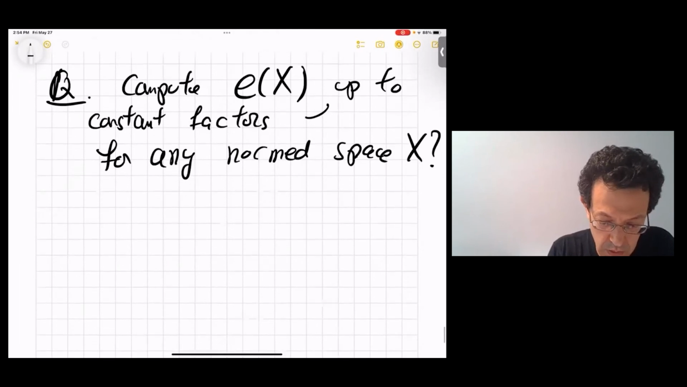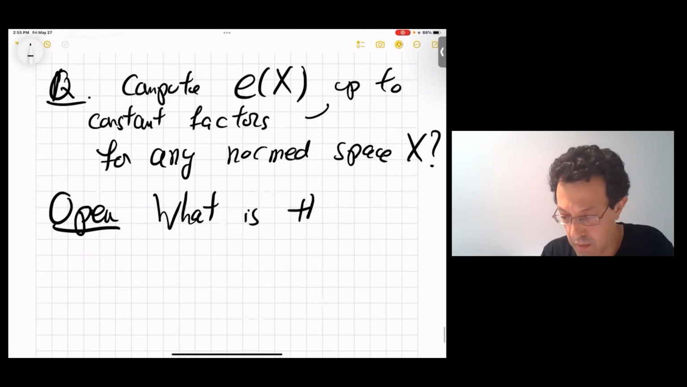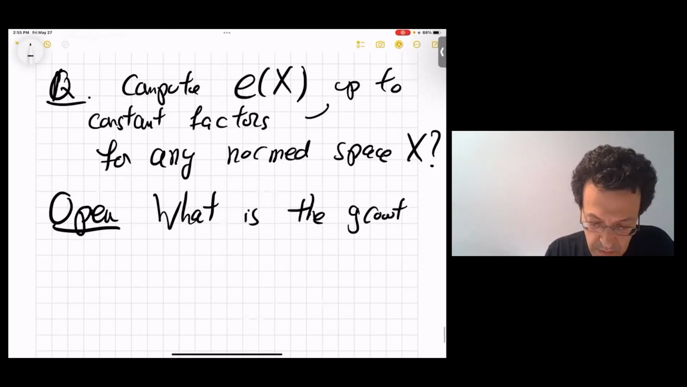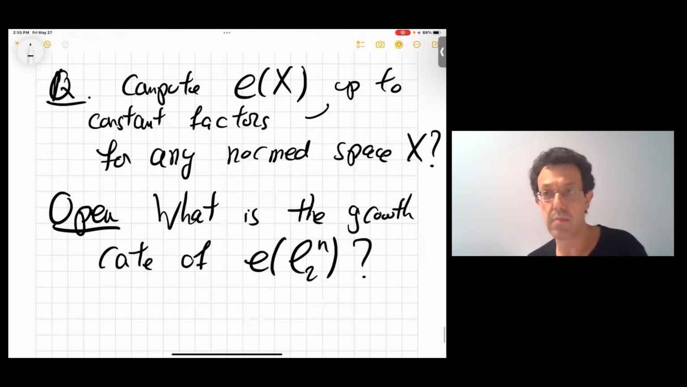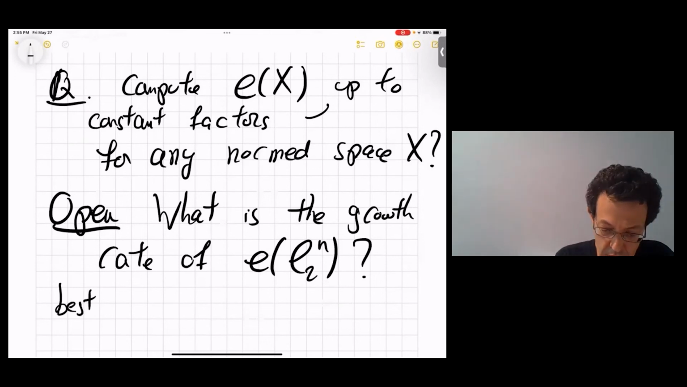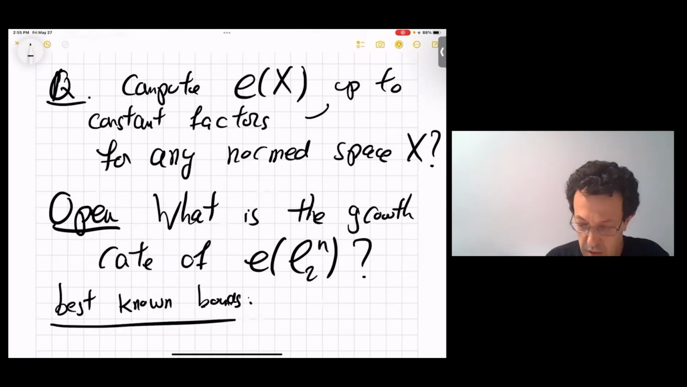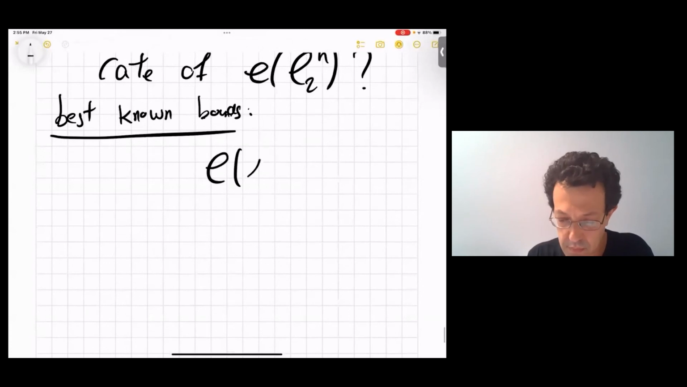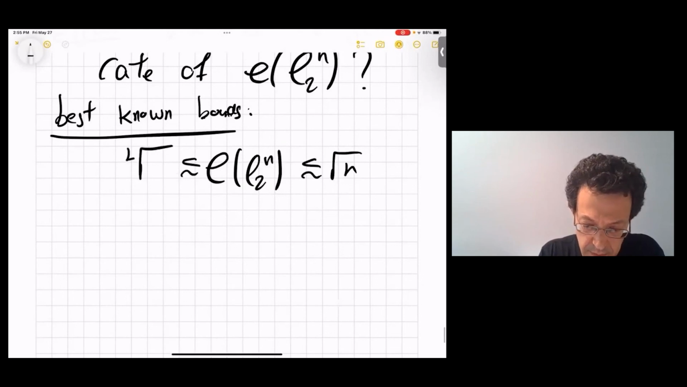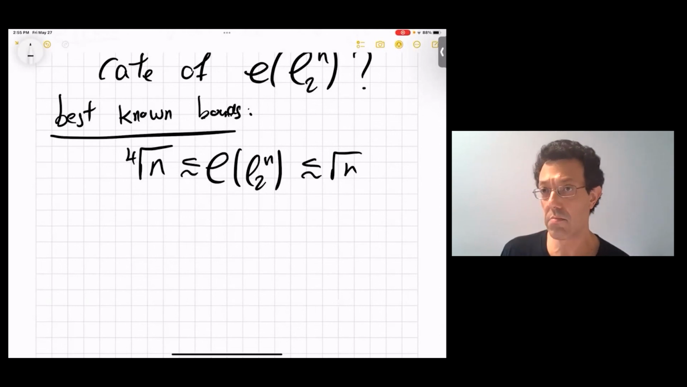So in particular, here's a great open question. What is the growth rate of E of R^n with the Euclidean metric? And the best known bounds are that E of l_2^n is at most root n and at least fourth root of n. Okay, but we do not know the asymptotics even for Hilbert space.